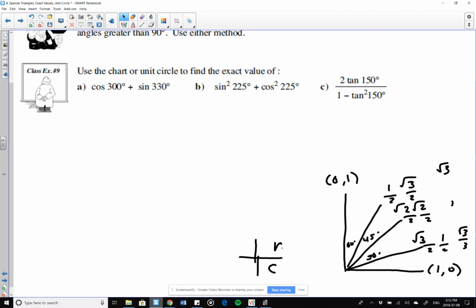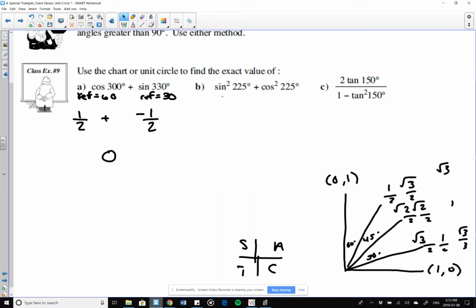So cast, C-A-S-T. So looking at that, cos of 300 has a reference angle of 60, and sine of 330 has a reference angle of 30. So going to cos at 60, I have a half. I'm in the fourth quadrant, so cos is positive, so that gives me a half. Sine of 330, so the reference angle of 30 gives me a half, but I'm in the fourth quadrant, so that's negative a half. This answer works out to 0.